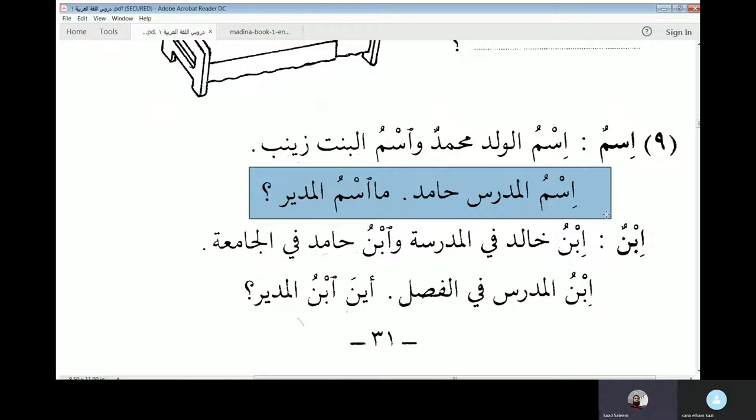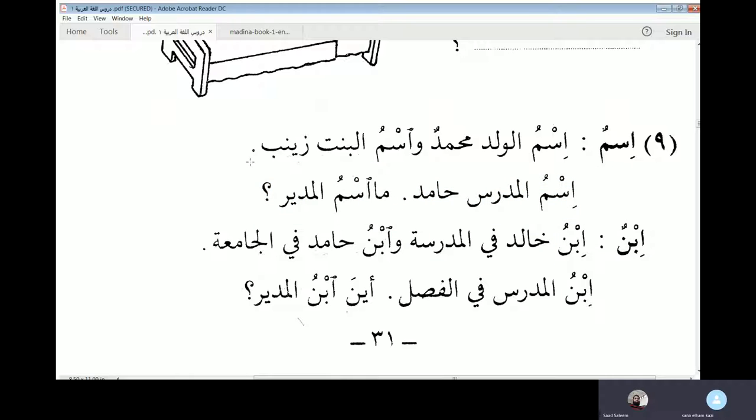Next line. Ismul mudarrisi Hamidun. Good. Ma ismul madiri. The name of the student is Hamid. What is the name of the principal? There's a pronunciation mistake in the question. Read this again. Ismul mudarrisi Hamidun. This is correct. But in the next part you have made a mistake. Masmul madiri. Good. So this is Hamzatul Wasl, masmul, because we have a word before the Alif Hamza, so the Alif is ignored.